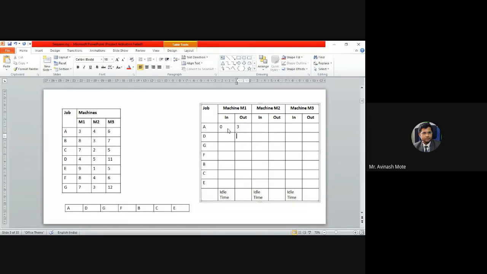Three. Copy. D job. Next. Now tell me very fast. D job. How come 8? 7. Exactly. G job out. 14. Exactly. Copy. F job out. 22. Copy.